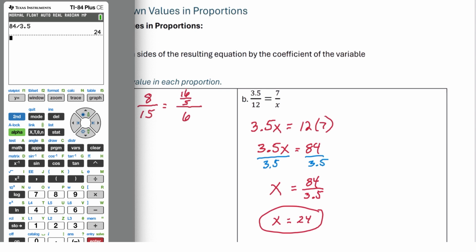In order to check this, we can rewrite the original proportion and plug in what we think x is. We think x is 24. So we'll replace x with 24. And now let's cross multiply to see if we get a true statement. 3.5 times 24 is 84. Now let's do the other direction. 12 times 7. That one should also be 84. It is, so we know our answer is good.